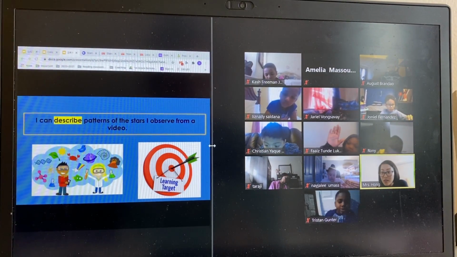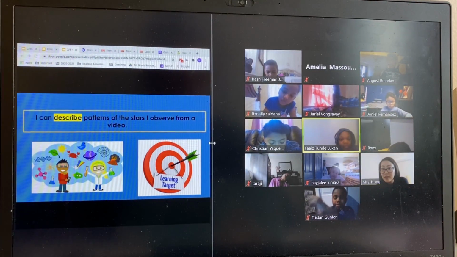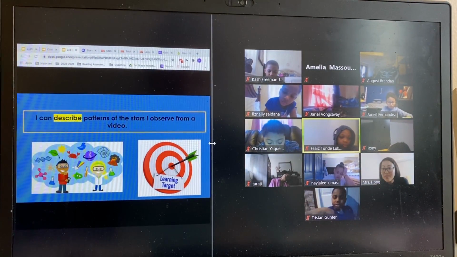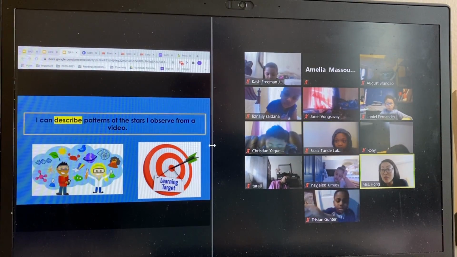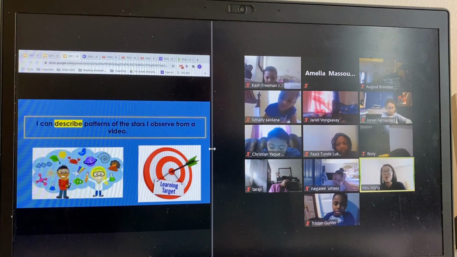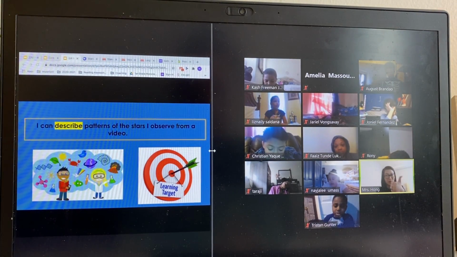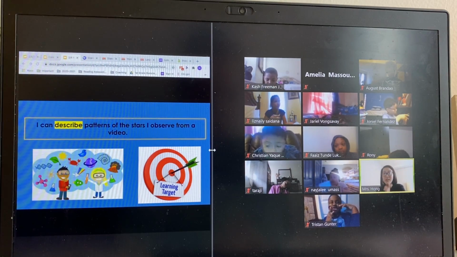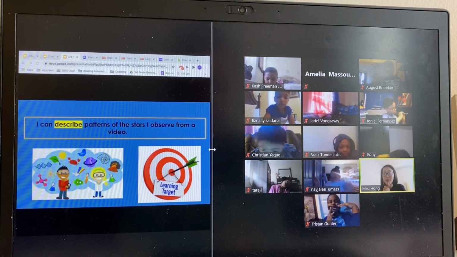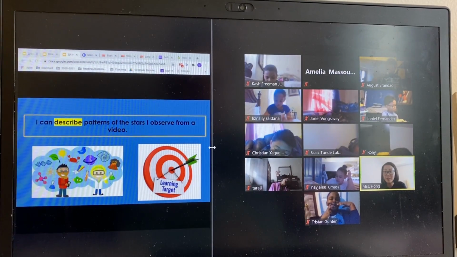Faith has his hand up already. What are we going to observe today? Patterns of the stars. Okay, patterns of the stars. Okay, we're going to look closely at the stars today. We've already talked about patterns of the sun and the moon. Today we're going to focus on the patterns of the stars and we're going to describe those patterns.